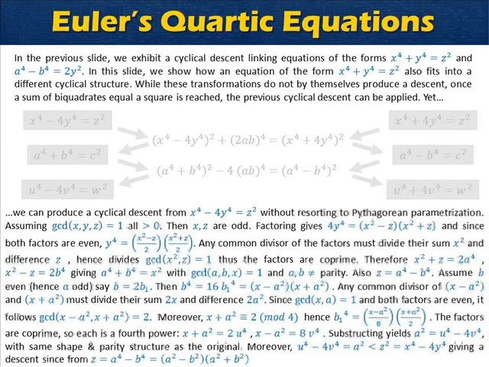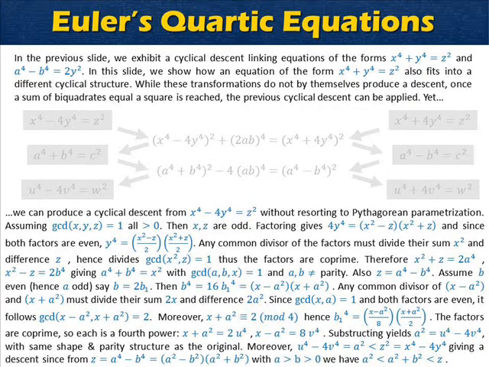Recall that z equals a raised to the 4th minus b raised to the 4th, and since a is bigger than b, which is bigger than 0, we have that a squared is smaller than a squared plus b squared, which is smaller than z.